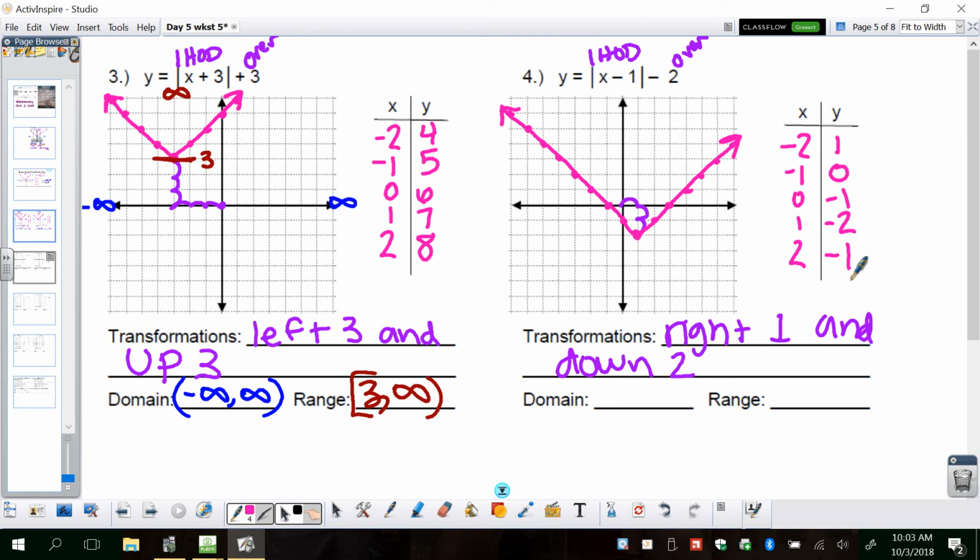Okay, one thing I want you to realize now is, does the y have negatives? Yes, but the only reason y has negatives is because there was an outside change of down 2. Okay? It will never have negatives unless there's a shift down or it's flipped. Okay?